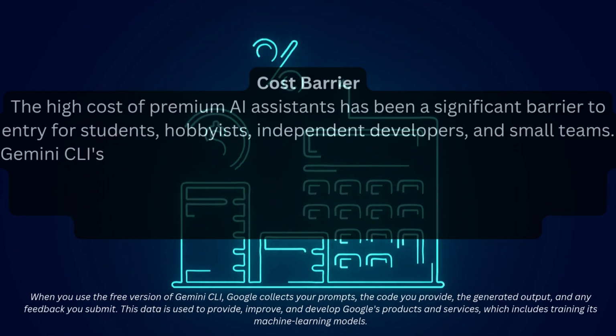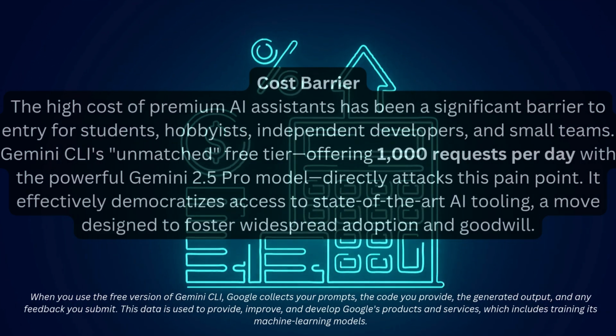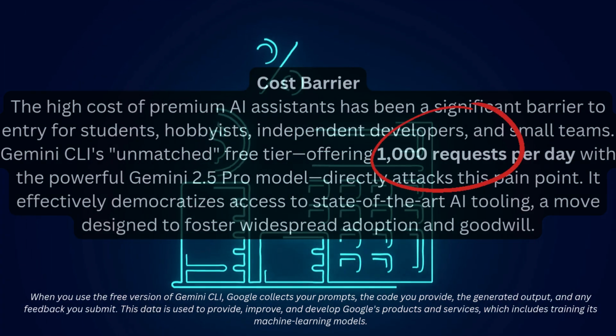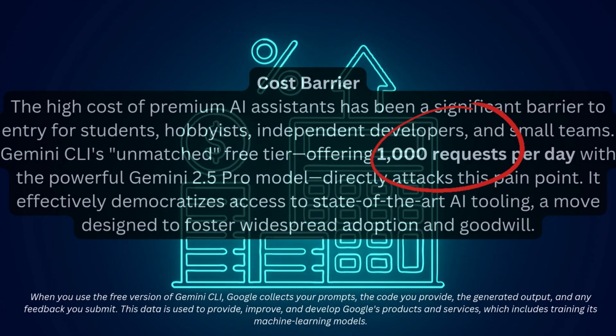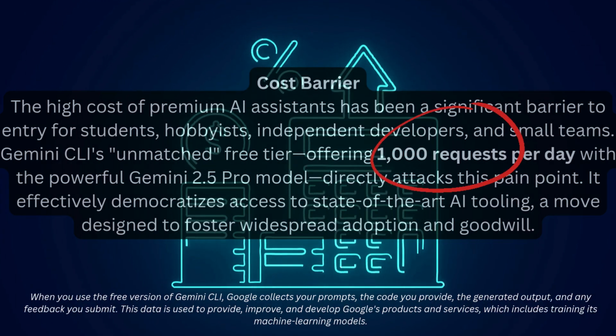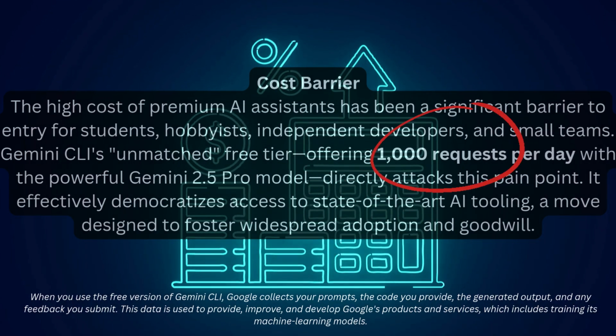Let's face it, some of the top-tier AI coding assistants aren't cheap. Gemini CLI's free tier is, well, it's incredibly generous. 1,000 requests a day with that powerful Gemini 2.5 Pro model. 1,000 a day. Wow. Yeah, it really lowers the barrier, makes powerful AI accessible to students, hobbyists, small teams, open source projects, people who might otherwise be priced out.